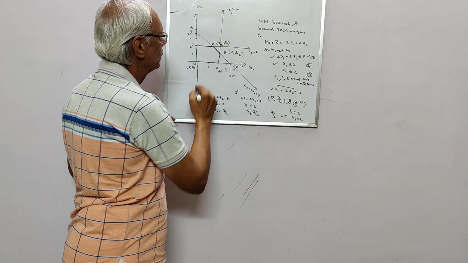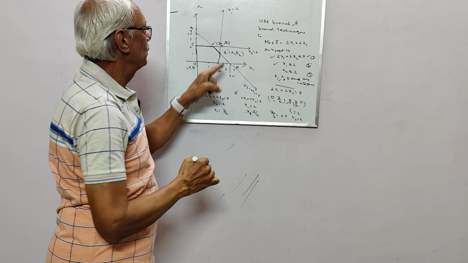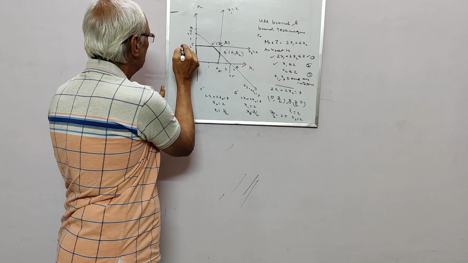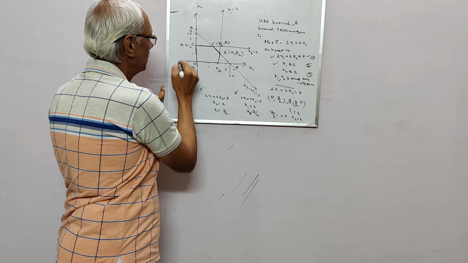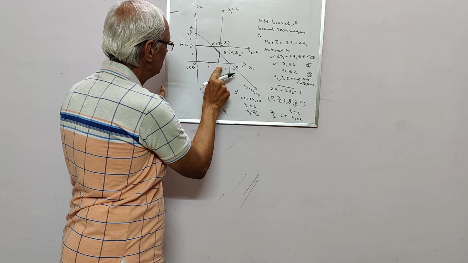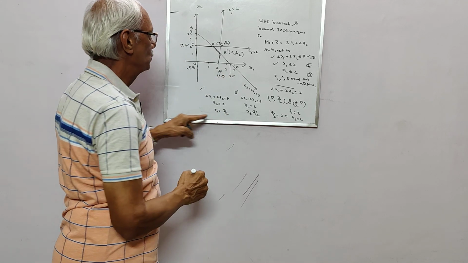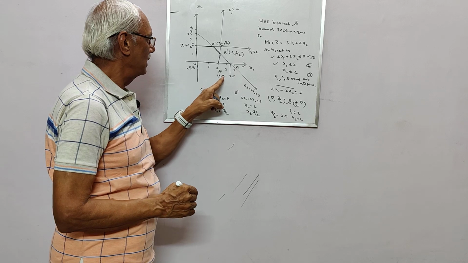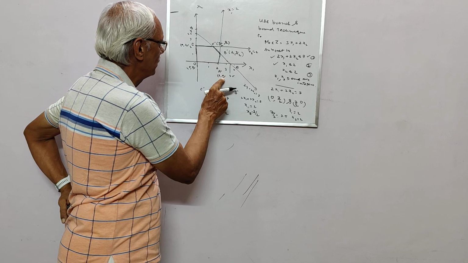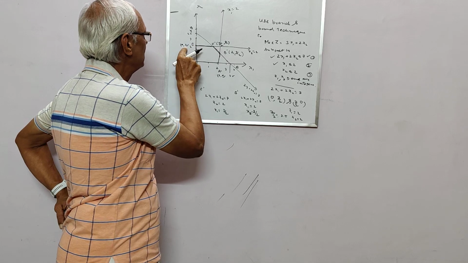So C dash is your 3 by 2, 2. So your C dash is 3 by 2, 2 and this is your C, 0, 2. So this A dash is 2, 0. So O is 0, 0, then A dash, B dash, C dash and C. A dash is 2, 0, B dash is 2, 3 by 2, C dash is 3 by 2, 2 and C is 0, 2.